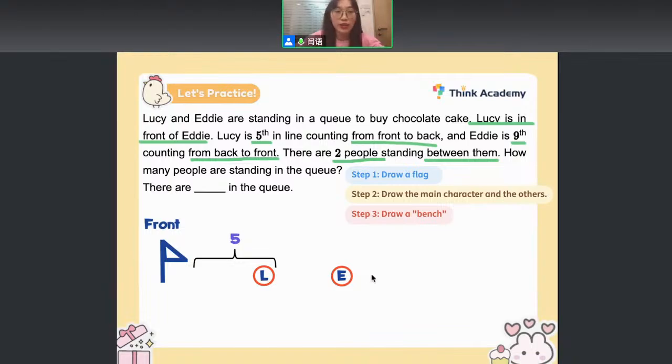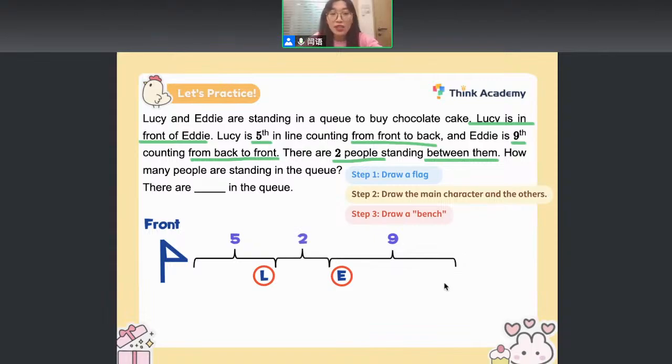And then Eddie is 9th, counting from back to front. So you need to draw the brackets on the right side, which is 9. And after that, let's read the question. There are 2 people standing between them. Between them. So for number 2, the 2 doesn't include Lucy or Eddie. 这两个人是不包括 Lucy 或者是 Eddie 的。That is between. So here, write it down, 2.